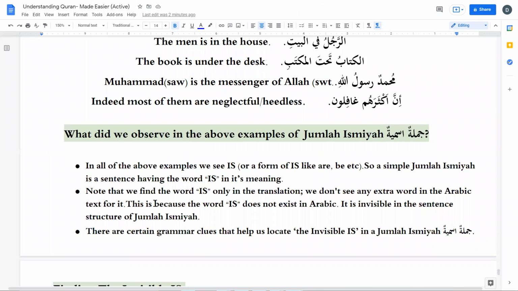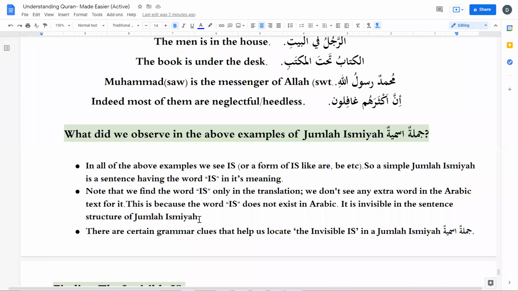Also, another important thing is that we find the word is only in the translation, but we don't find any extra word in the Arabic text. This is because the word is doesn't exist in Arabic. So is is not there in Arabic. It is invisible in the sentence structure of a Jumlah Ismiyah.